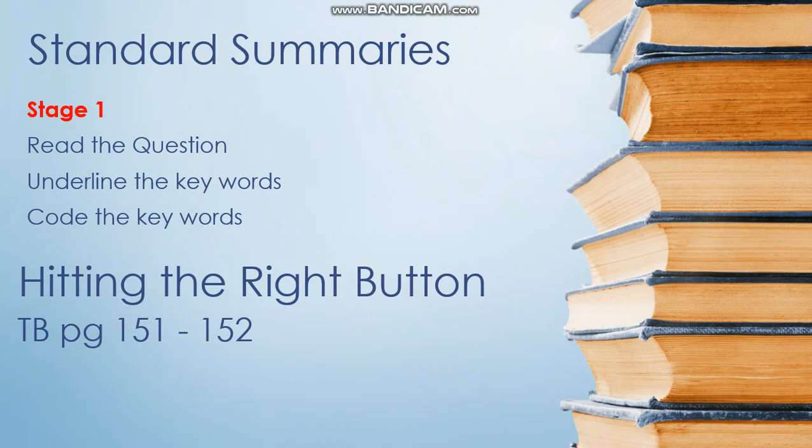For the standard summaries, let's take stage 1. Granting you have the passage, hitting the right button. In stage 1, it says read the question, underline the keywords, and code the keywords. Now, I want you to read pages 151 and 152. It's about hitting the button.